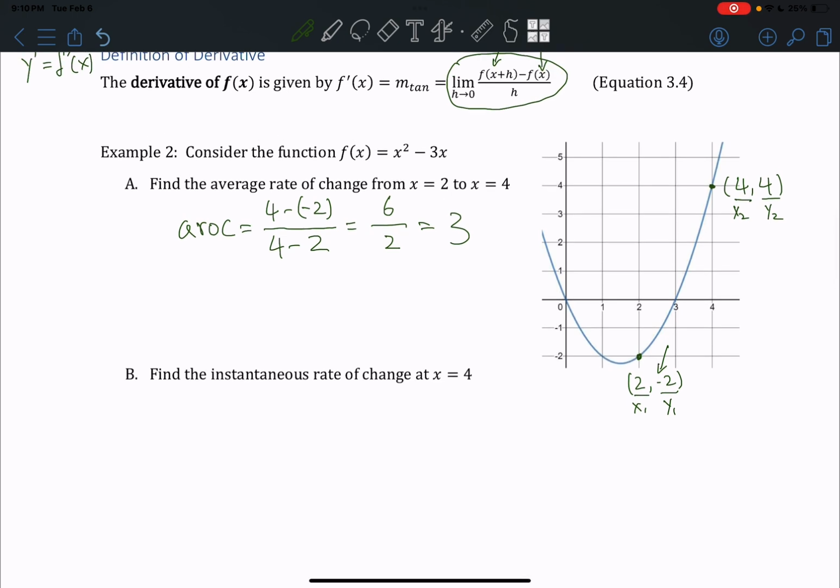Instantaneous rate of change, again, means the derivative, right? The derivative. So if you have a function f of x equals x squared minus 3x, at this moment in time, all we've got is the definition. So you have to start with that. f prime of x equals the limit as h approaches 0.